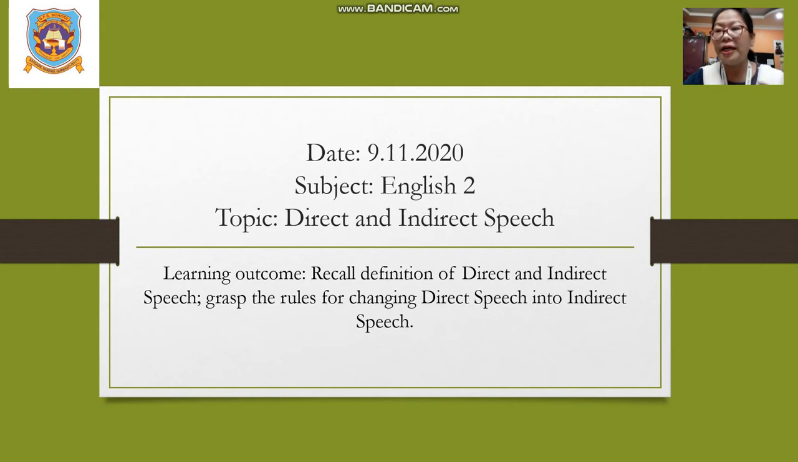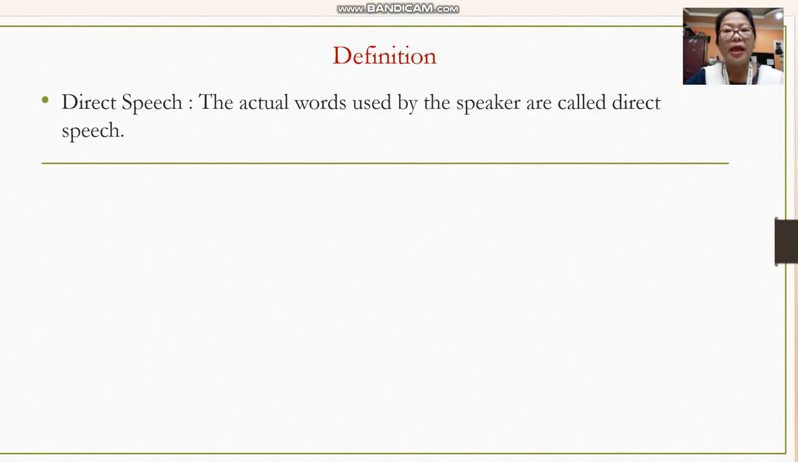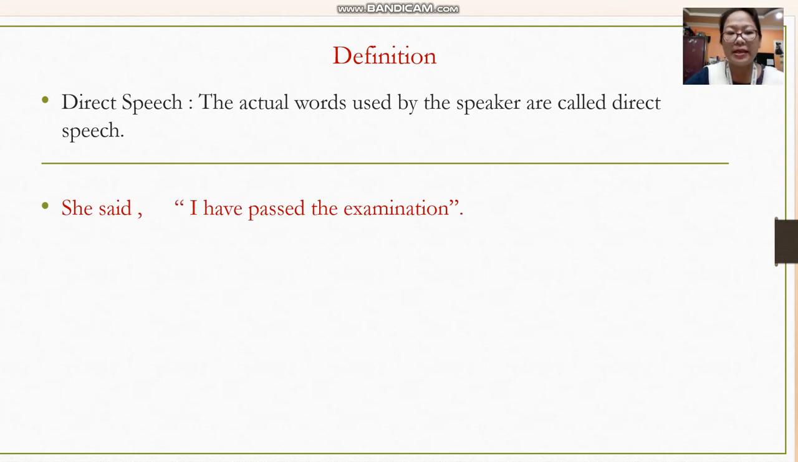But before we do that, let us quickly recall the definition of direct and indirect speech. Direct speech is the actual words used by the speaker. Now we can report a speech in two ways, in direct or indirect speech. When you report the words of the speaker as they are, without making any change, we call it direct speech. Now look at this example.